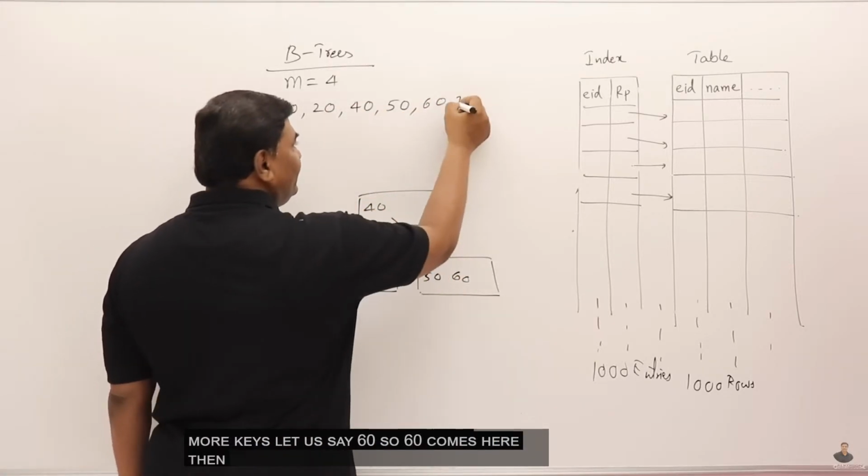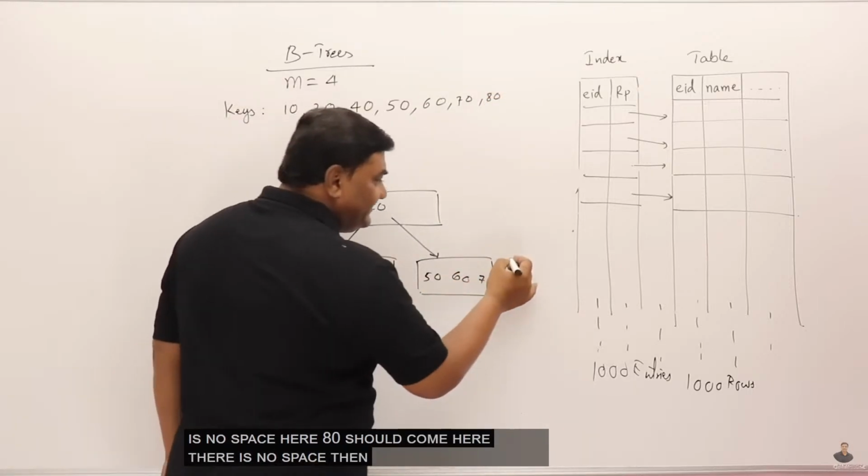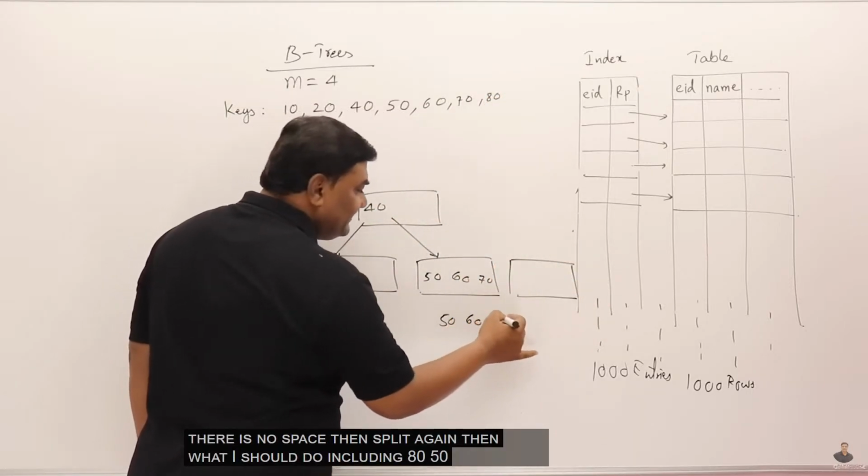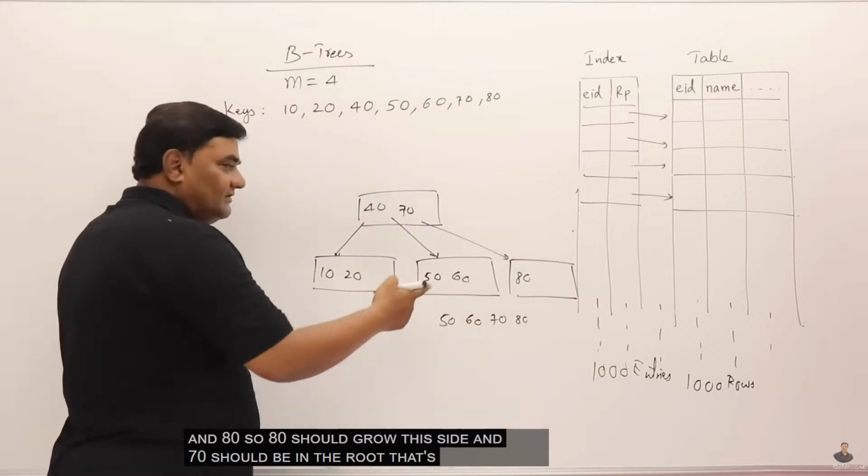Let's say 60. So 60 comes here. Then 70. 70 comes here. Then 80. There's no space here. 80 should come here, but there's no space. Then split again. What should I do? Including 80: 50, 60, 70, and 80. So 80 should go this side, and 70 should be in the root. That's the child. Now the tree looks like this.